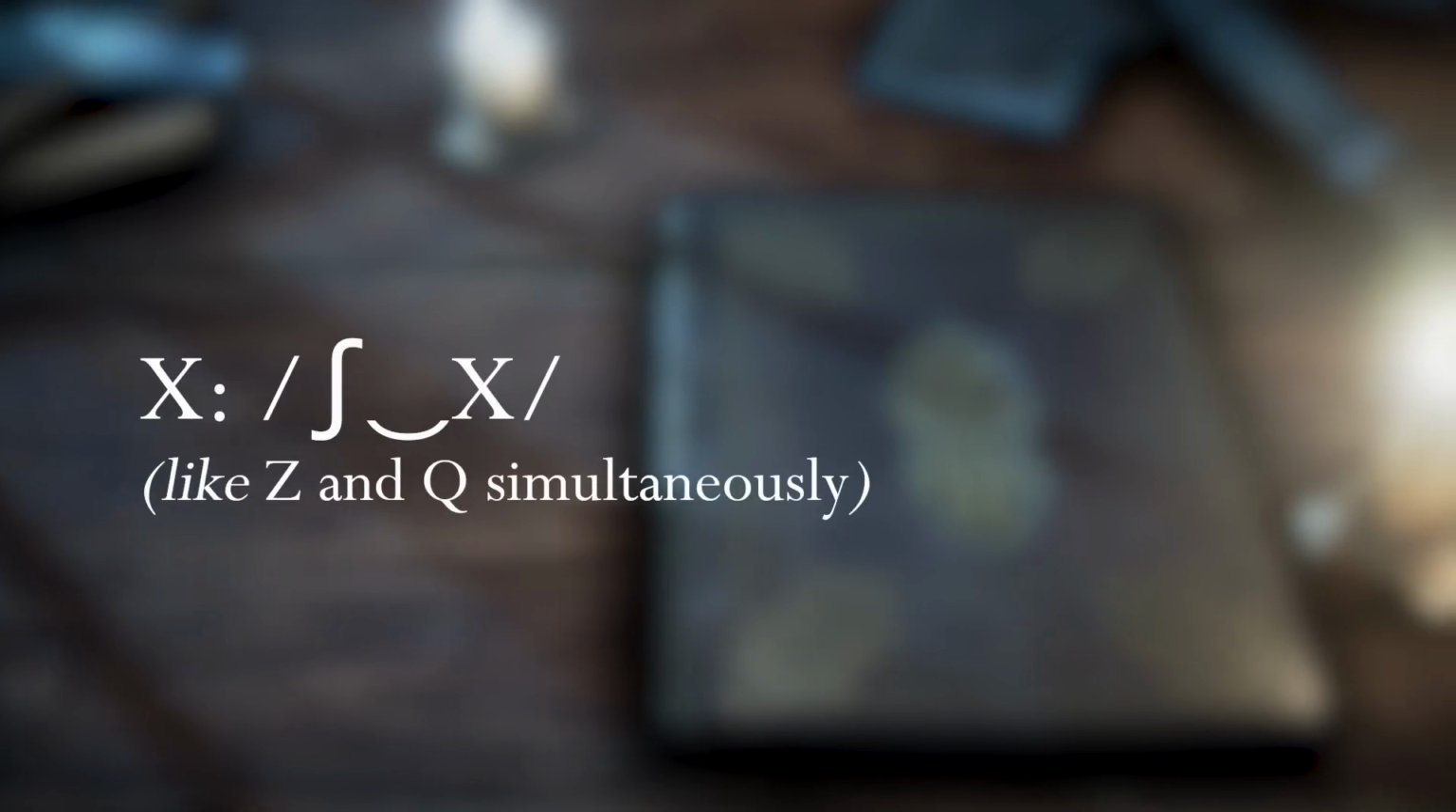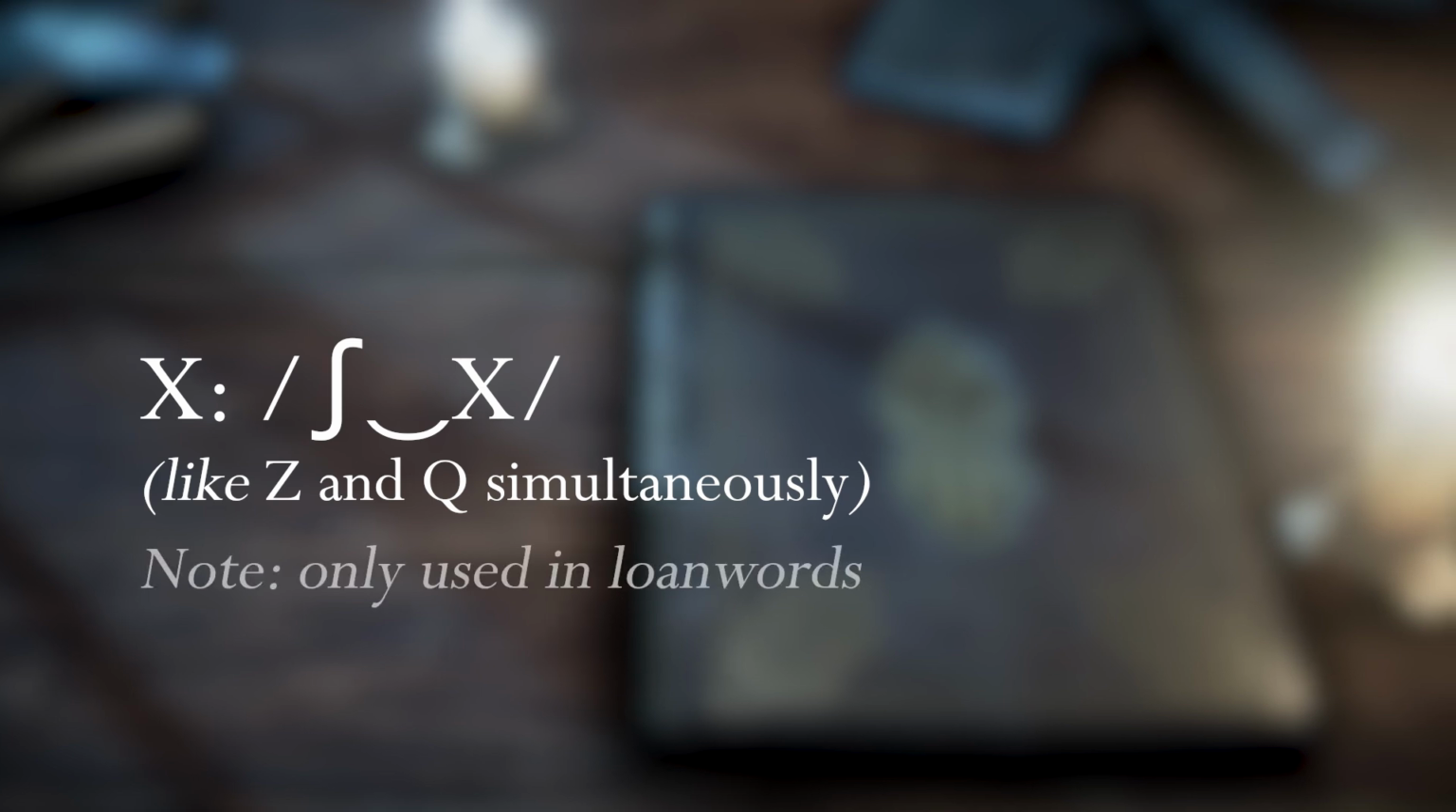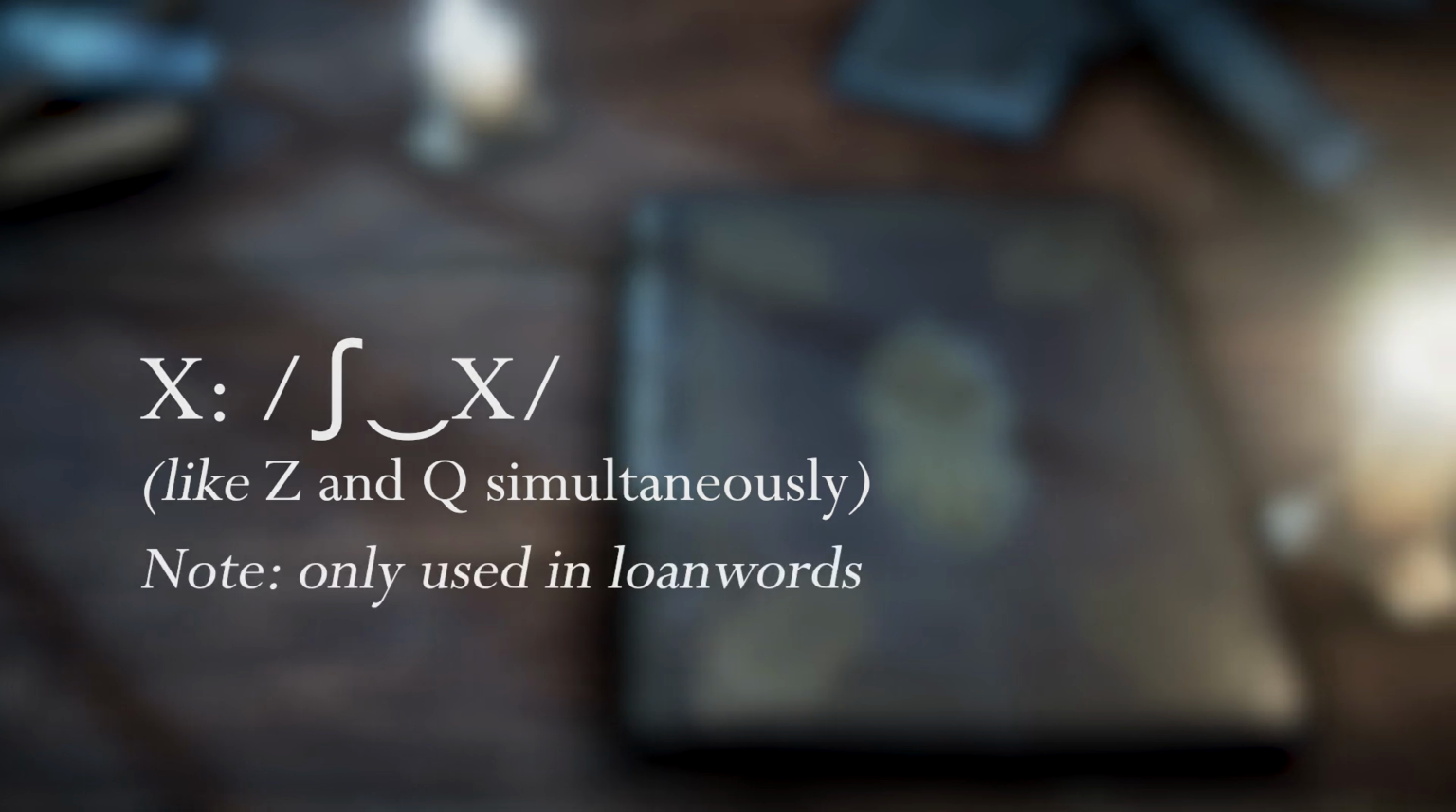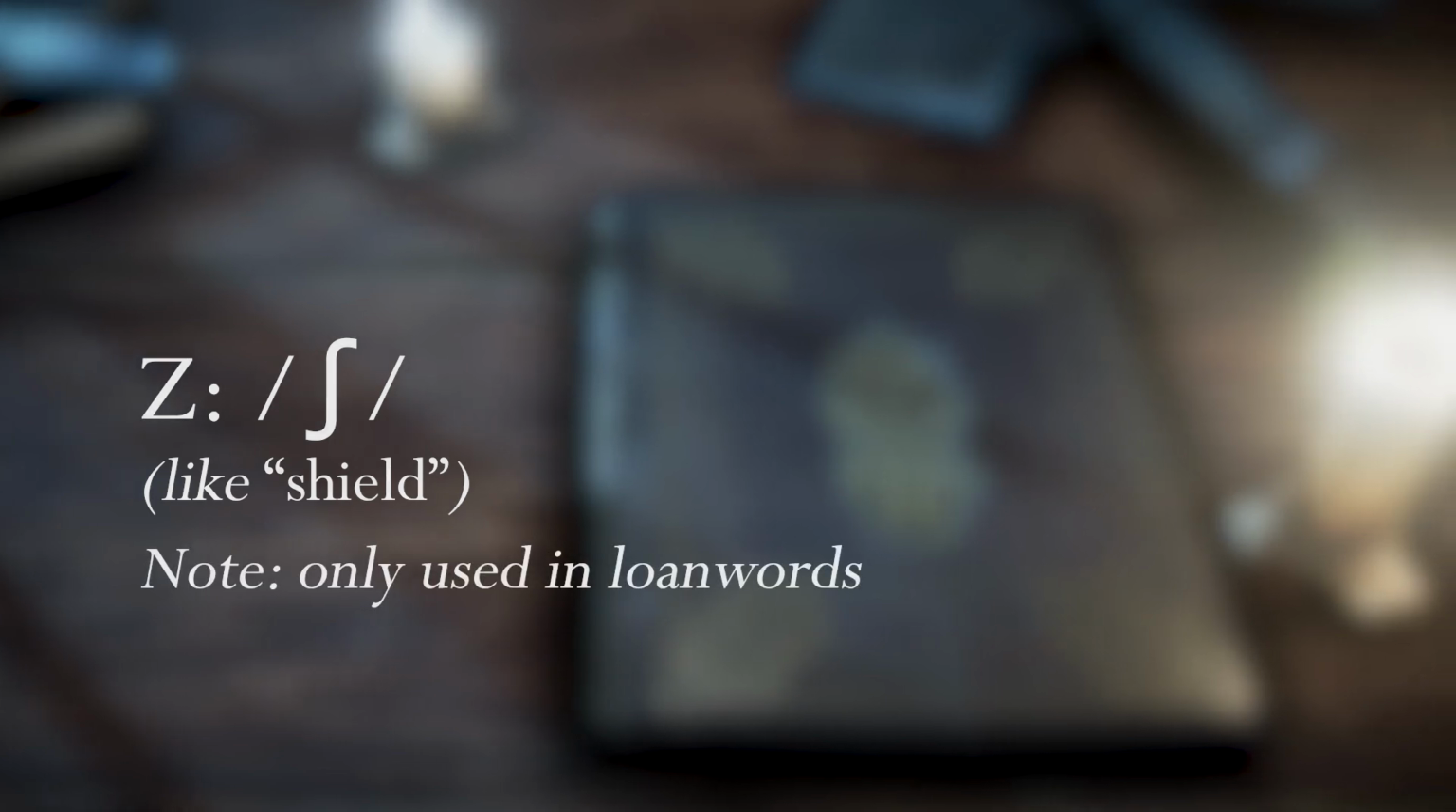W is pronounced like V, X is pronounced like Z and Q simultaneously. Don't worry, this letter also only appears in loanwords. And Z is pronounced like sh in the word shield. It's another letter only appearing in loanwords.